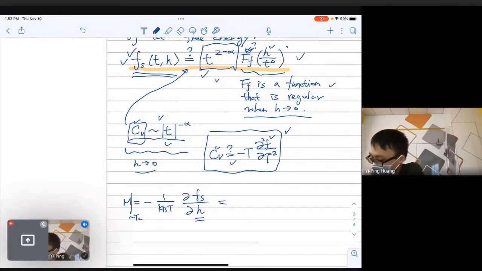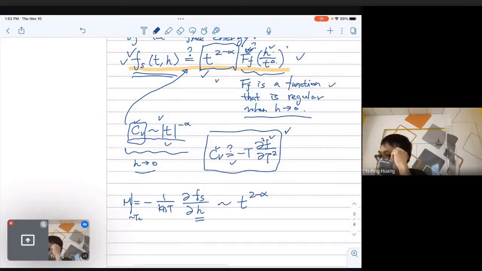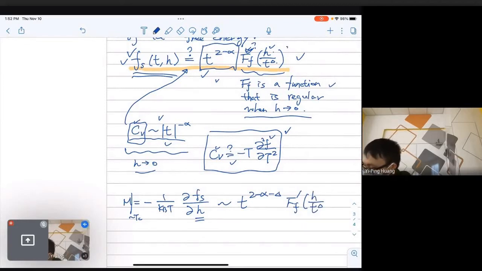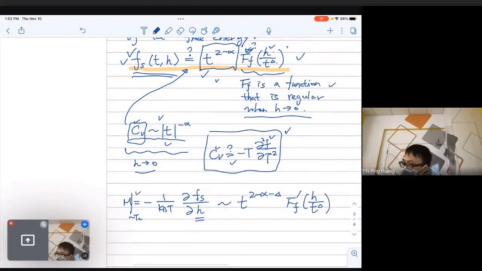So if you just do the chain rule, what you will find is that this magnetization is supposed to go like t to the 2 minus alpha, but because when you take the derivative with respect to h you get some delta exponents in t, you subtract delta, and now you get another first order derivative of your regular function as a function of h divided by t to the power of delta. So this is a very natural step once you guess the functional form of your free energy.